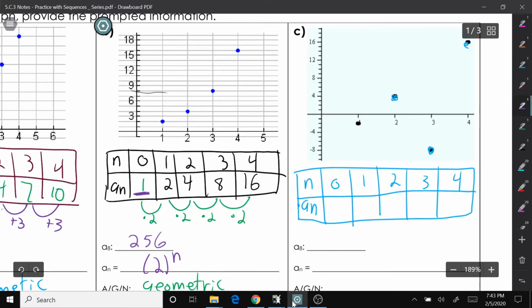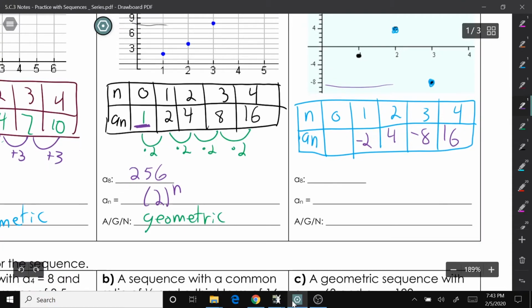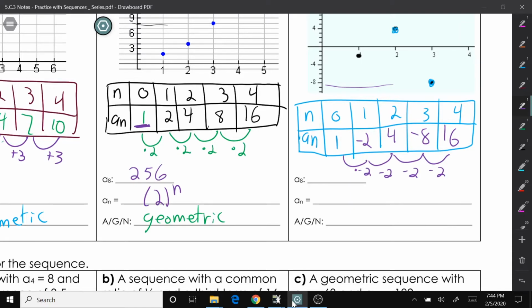Now the y values, we have negative 2, positive 4, negative 8, and positive 16. So we are multiplying by negative 2 each time. So that means this has to be positive 1, because positive 1 times negative 2 is negative 2. Negative 2 times negative 2 is positive 4. Positive 4 times negative 2 is negative 8. And negative 8 times negative 2 is positive 16.